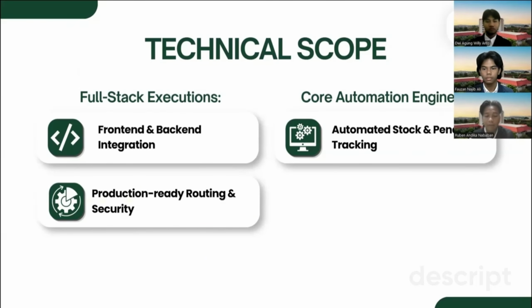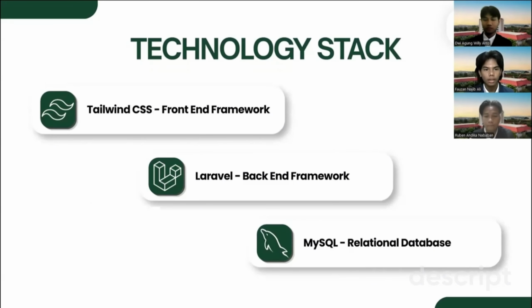Next, explained by Fauzan. Thank you, Ruben. Next, technology stack. For our technology stack, we focus on three main tools. We use Tailwind CSS to build a clean and responsive user interface. For the backend and core logic, we rely on Laravel, and to manage all the rental data, user accounts, and transactions securely, we use MySQL.